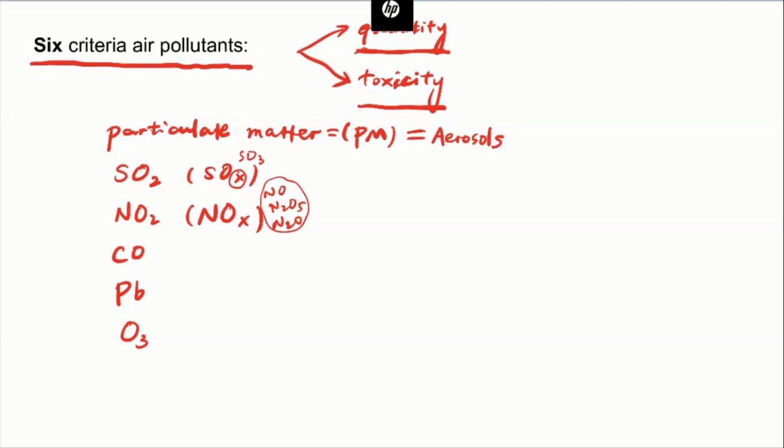For these PM, the major health effect or the major negative side of these species is that they cause negative effects on the human respiratory system. So we're talking about human health, and also the respiratory system. For example, it can lead to asthma or allergies, right? Once these particles deposit onto our lungs.